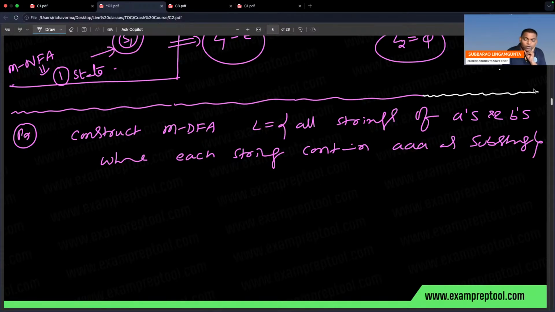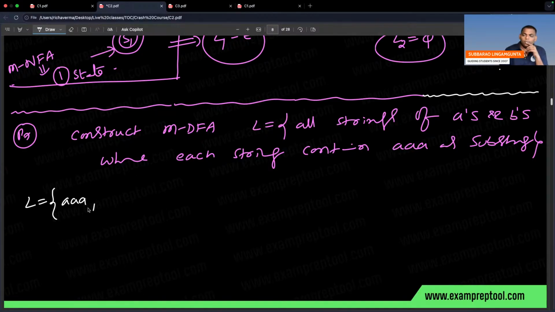First step: for the language L, list out the strings one by one. What is the first one? All strings of A's and B's where each string contains triple A as a substring. Everyone knows every string is a substring of itself. So the minimum is triple A.